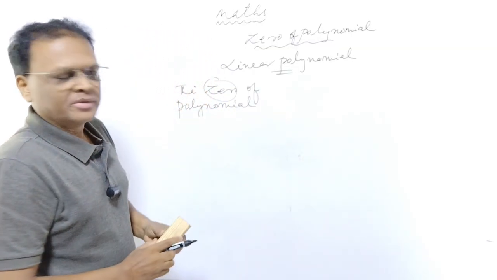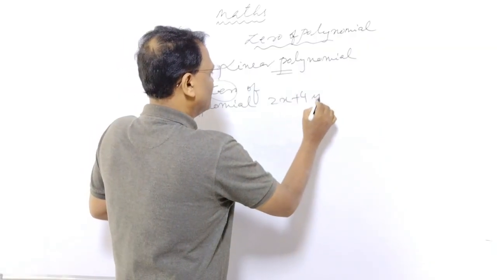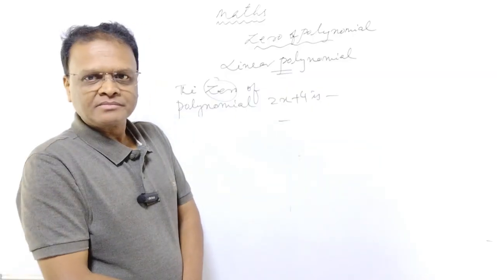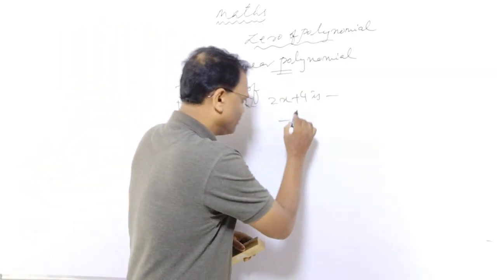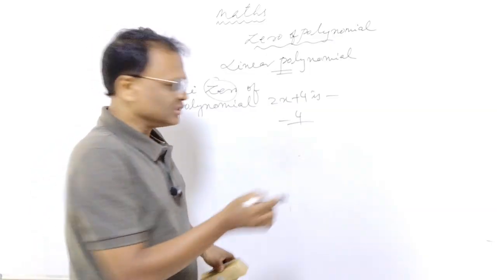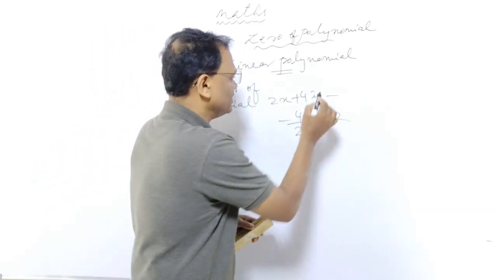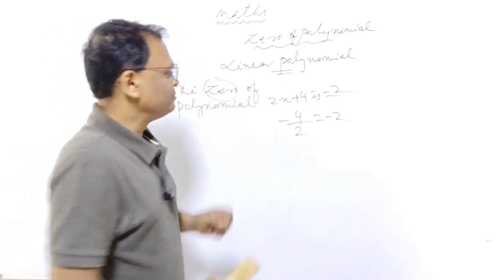The zero of the polynomial 2x plus 4 is, very simple: immediately write minus b, where your b is 4 and your a is 2. This gives me the answer minus 2. I hope you are getting it.